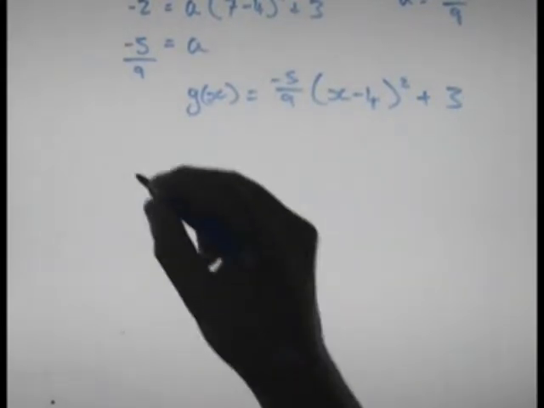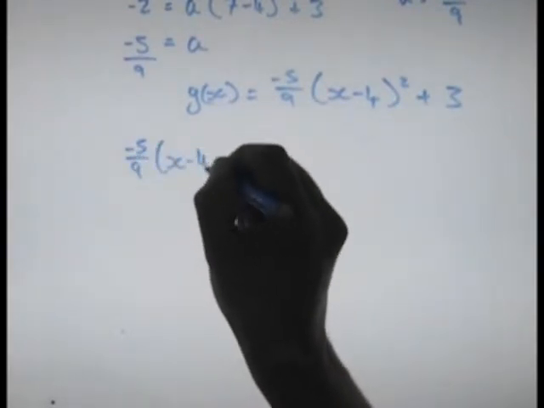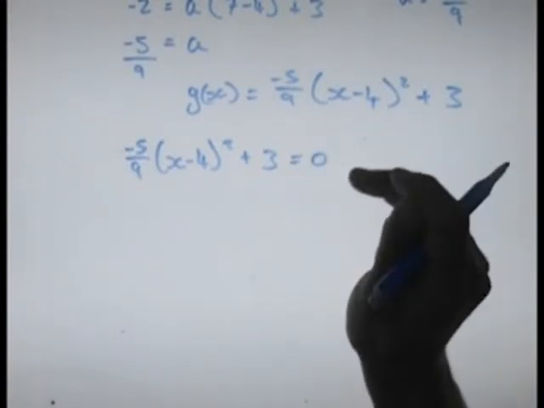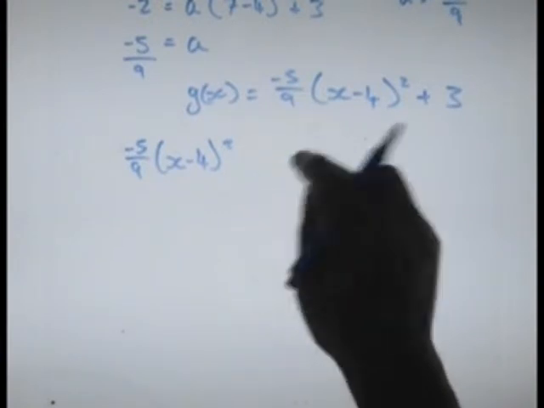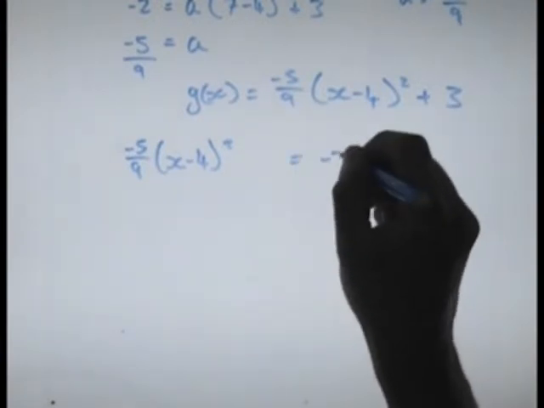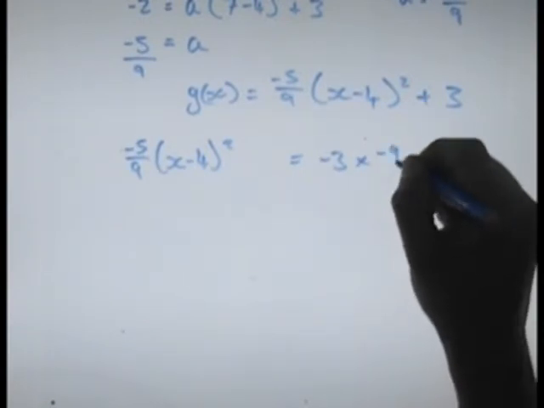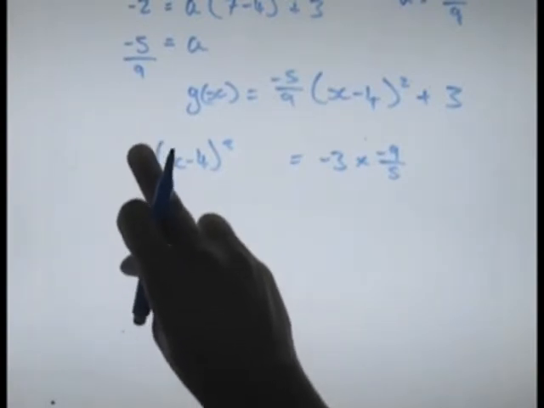When I work that out, it means that negative 5 over 9 multiplied by (x minus 4) squared plus 3 is equal to 0. That means that (x minus 4) squared is equal to negative 3 multiplied by negative 9 over 5. In order to get rid of that, I just inverted it.